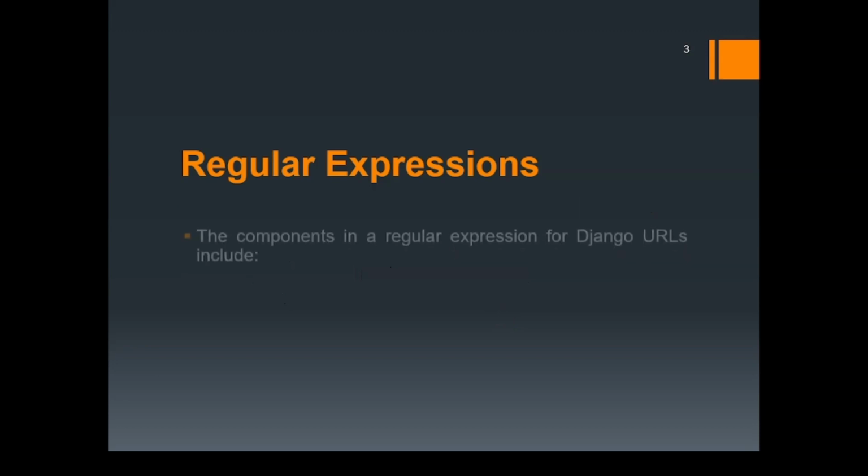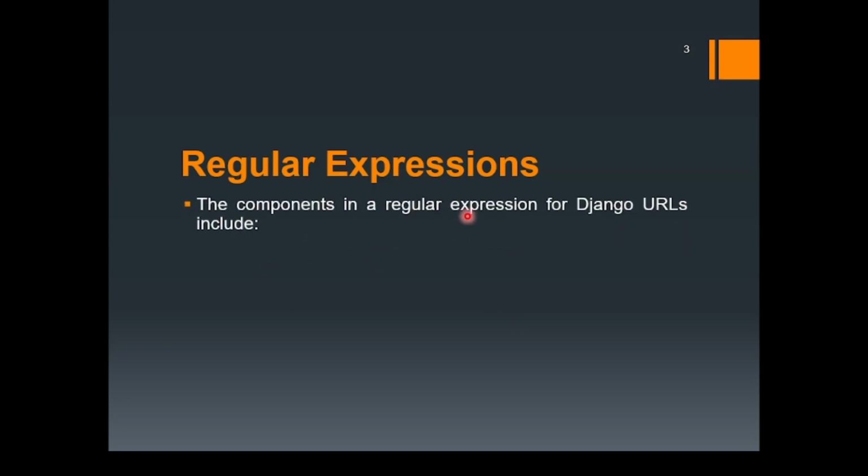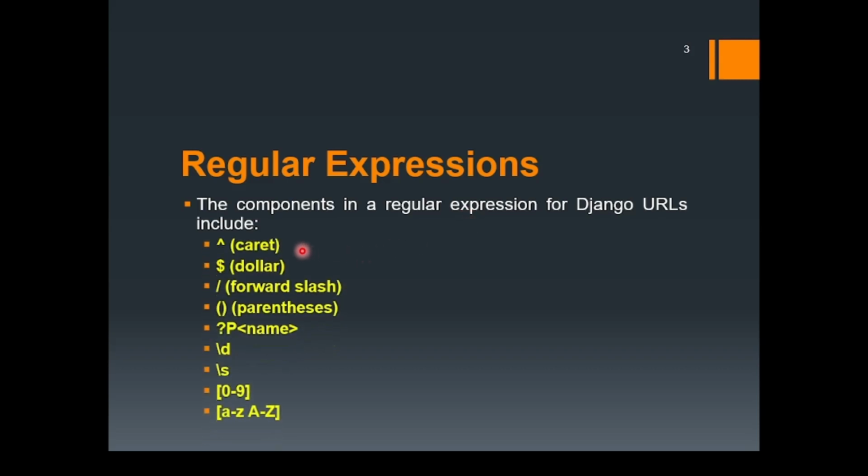Let's now have a look at the components in a regular expression for Django URLs. The first one is a caret symbol. The caret symbol anchors your regex at the start of the string, meaning that the pattern must match from the beginning. Then you have the dollar symbol for anchoring the regex at the end of the string, meaning that the pattern must match until the end. Forward slash is used as a separator in the URL patterns. Then we have the parentheses that enclose a group of patterns and are often used for capturing groups, which will allow you to extract the parts of the URL.